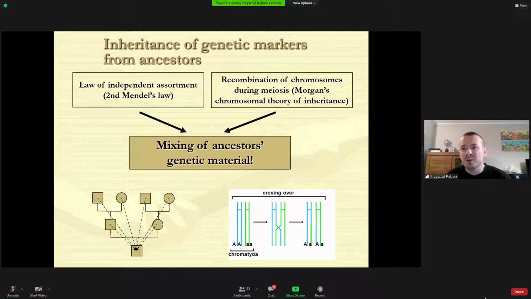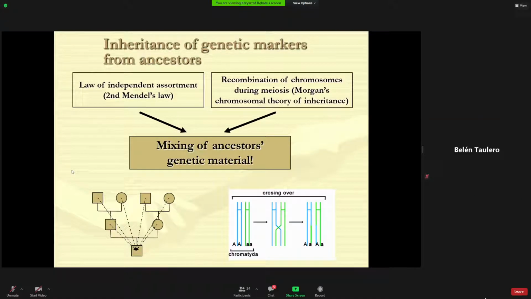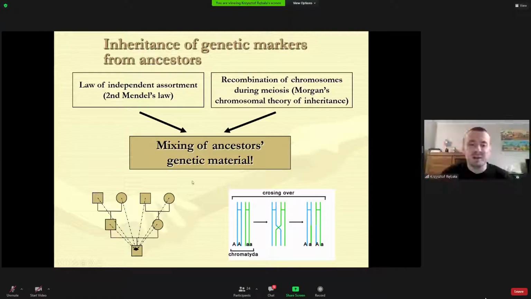So actually I do not know which part of my genome came from which grandfather or grandmother, or great grandmother, great grandfather, because we have two parents, four grandparents, 8 great grandparents, and so on. And it's quite difficult to assess which part of my genome came from whom.